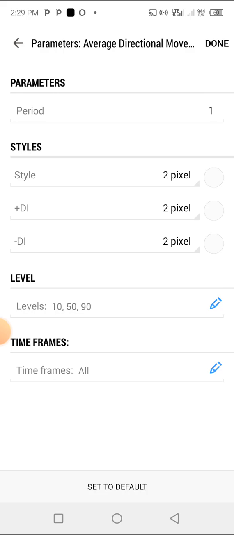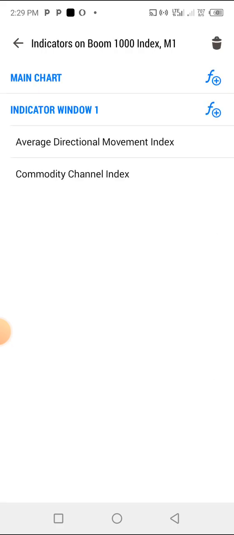On the Average Directional Movement, the period will be 1, and the style will be 2 pixel. You can use any pixel of your choice for the +DI and the -DI, but just make sure the background is white. And on the levels, we have level 10, level 50, and level 90. After that, you click on done.